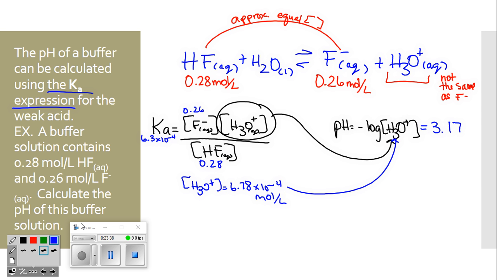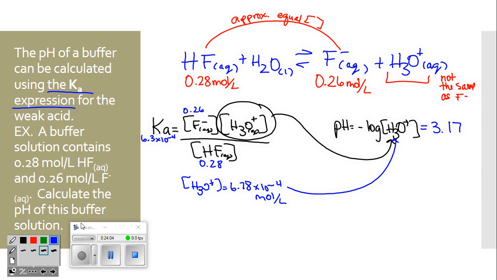Now I want you to notice this was a buffer, and the pH was not 7. A lot of people have this misconception that a buffer has to keep the pH neutral. Incorrect. The buffer keeps the pH at a particular pH. It could be a very high pH, a very low pH, or a neutral pH. In the case of this particular buffer, the pH is maintained right around 3.